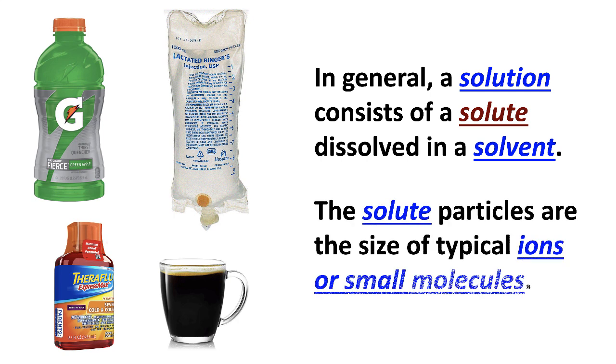Now, technically, to be a solution, the solute particles have to be small enough. So to be a solution, the solute particles need to be the size of typical ions or typical small molecules. If the particles are too big, you might still have a mixture, but it's not technically a solution at that point.